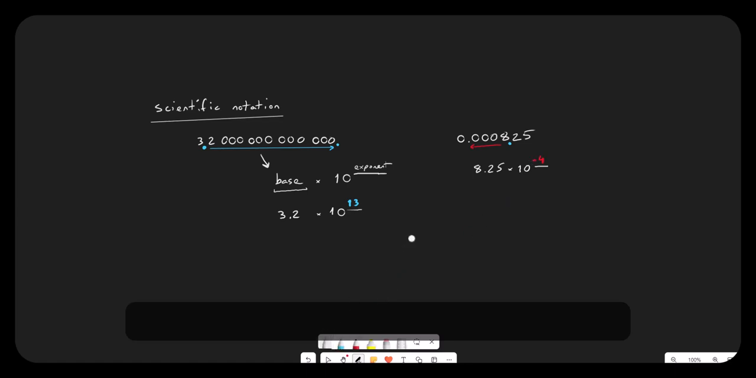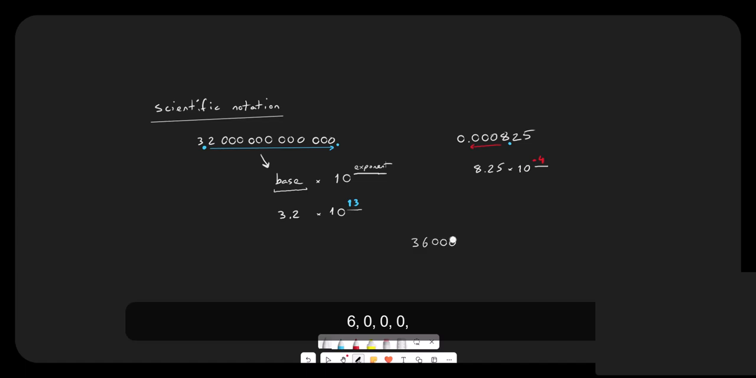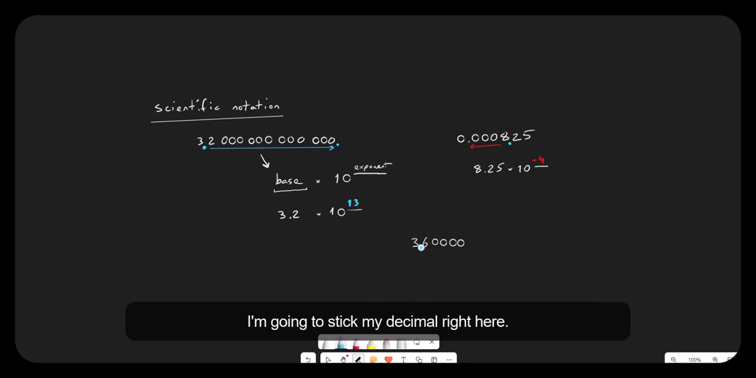If I had 3.6 or 36000, I'm going to stick my decimal right here, and I'm going to move it 1, 2, 3, 4, 5. So this is going to be 3.6 times 10 to the 5th power. And that gets me into scientific notation.